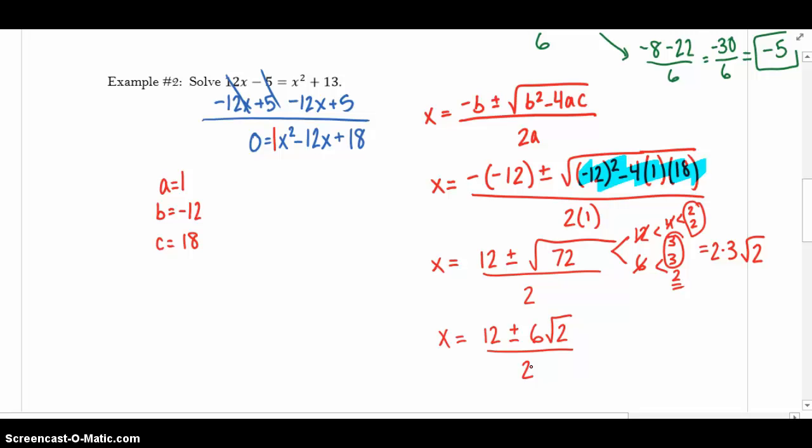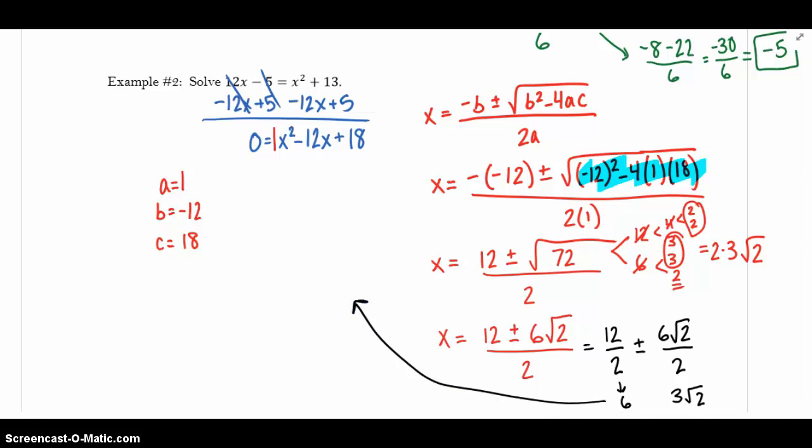Now, we're not quite done yet, because remember, I'm dividing this whole thing by 2. So I can actually simplify this a little more. If it helps, think of this as 12 divided by 2 plus or minus 6 root 2 divided by 2. I'm dividing both of these pieces by 2. So 12 divided by 2 is 6. And 6 root 2 divided by 2, well, I can only divide these two numbers, so that is 3 root 2. So that brings me to my final, completely simplified answer of 6 plus or minus 3 root 2.